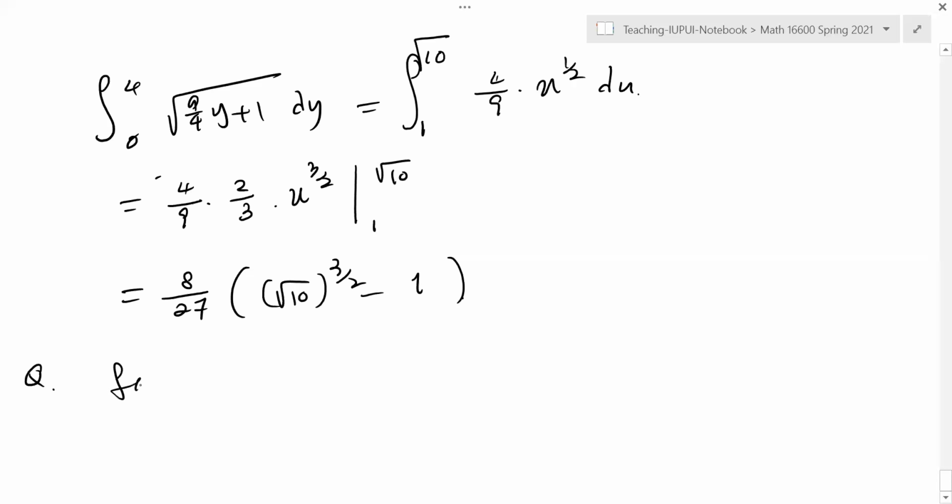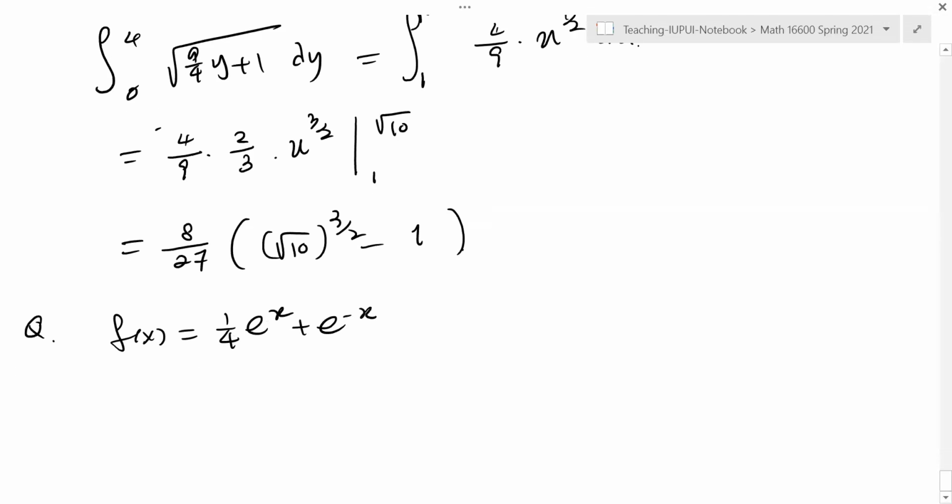All right, so here's a function, f of x equals a quarter of e to the x plus e to the negative x. Find the length and the area under the function, and the graph. Let's try to do this.